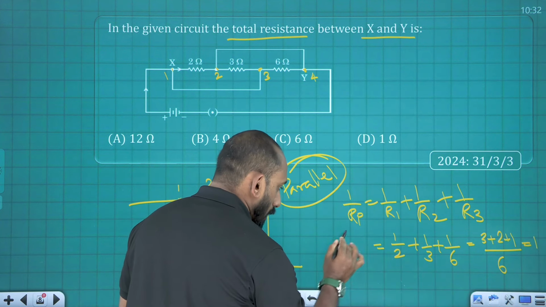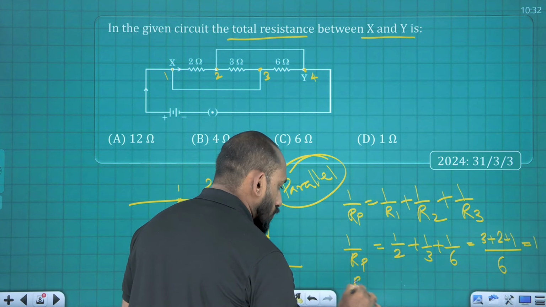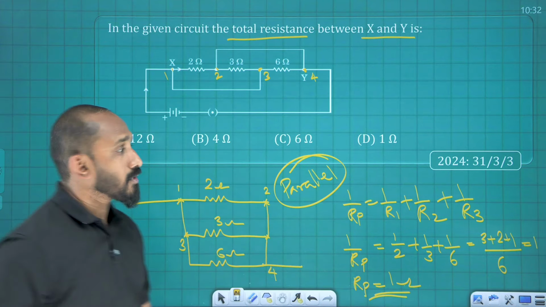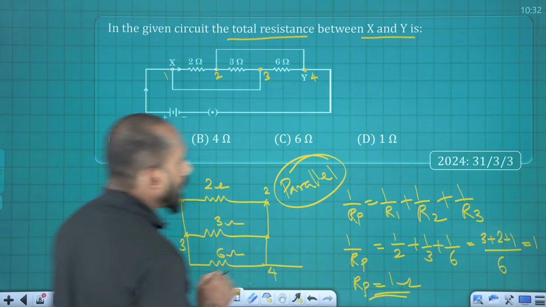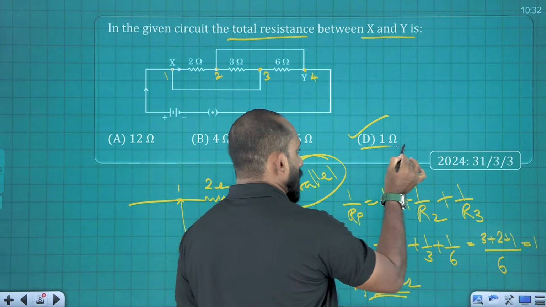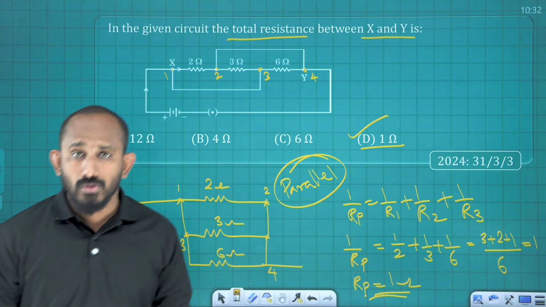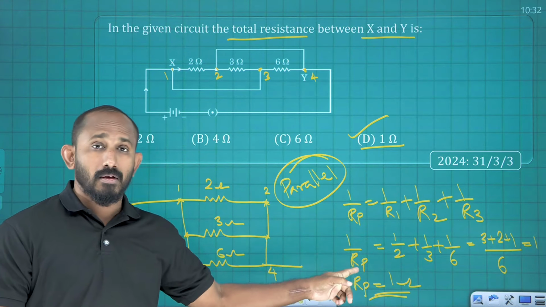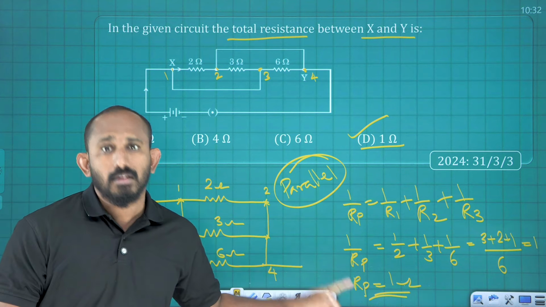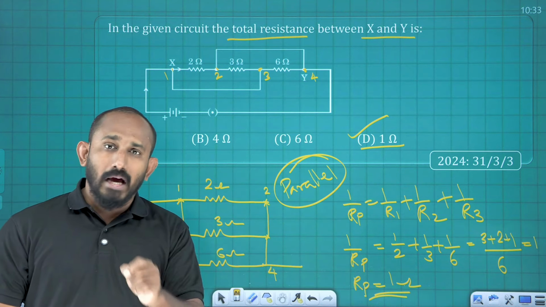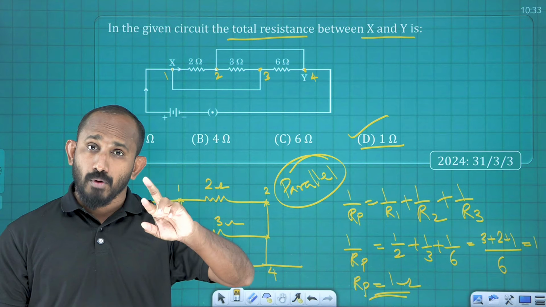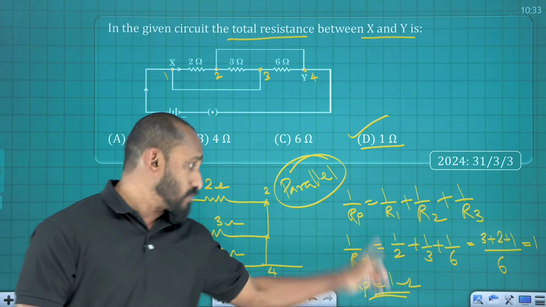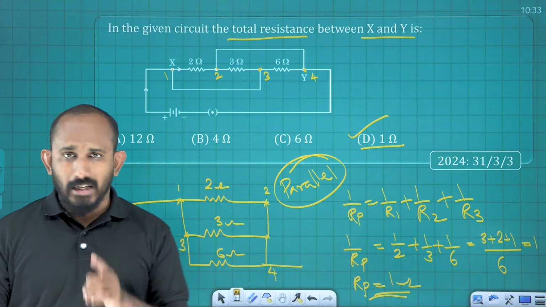So here 1 by Rp is 1 ohm inverse, so of course Rp is equal to 1 by 1, that is 1 ohm. Here the answer is 1 ohm. Option D is the correct answer here. 1 by 2 plus 1 by 3 plus 1 by 6 is 1, that is 1 by Rp. Take utmost care, my dear kids, because 1 by Rp is 1, then you have to reciprocate this again. Rp you have to find out, so that is 1 by 1, that is 1 ohm. Please take care while calculating.